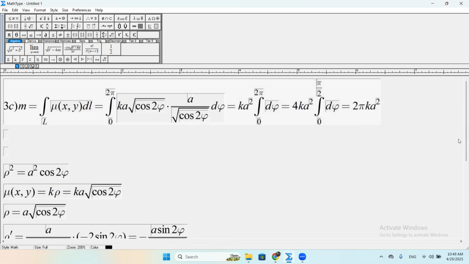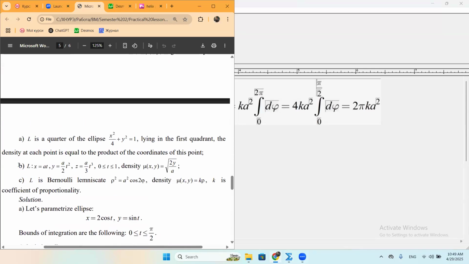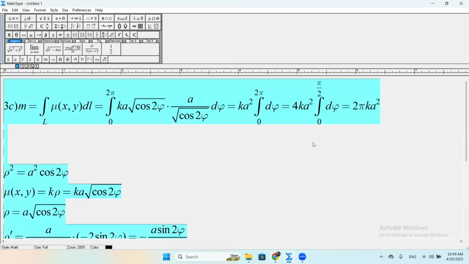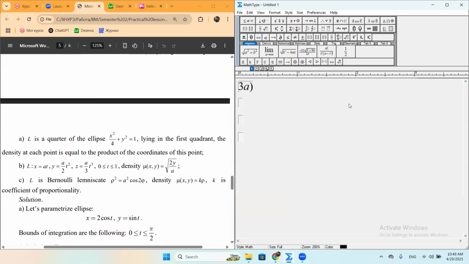Any questions about this exercise? No. Okay, no questions. Let's also solve one more exercise, exercise 3b, just because we can do it, we have some time for this.